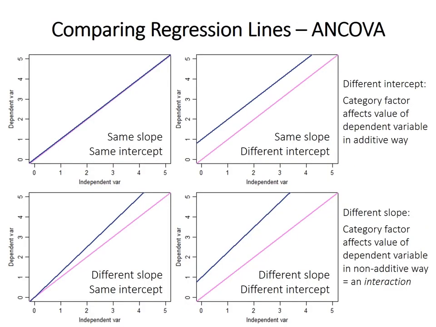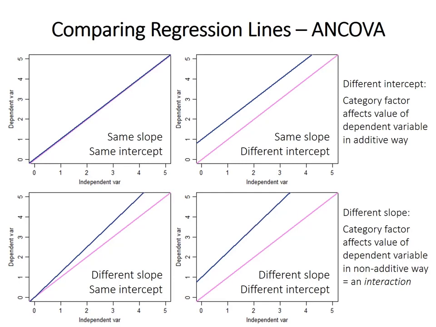So in the simplest case, where we have a single continuous independent variable on the x-axis here, and a single independent factor with two levels, the blue or the pink, this factor could affect the dependent variable, for example, in a simple additive way, like in the upper right. Basically, in the upper right, a one-unit increase in the continuous independent variable causes a one-unit increase in the dependent variable. That's true for both lines, but in one category, the line is just shifted one unit up. So that category has an additive effect: it takes that relationship and just adds one and shifts it up.